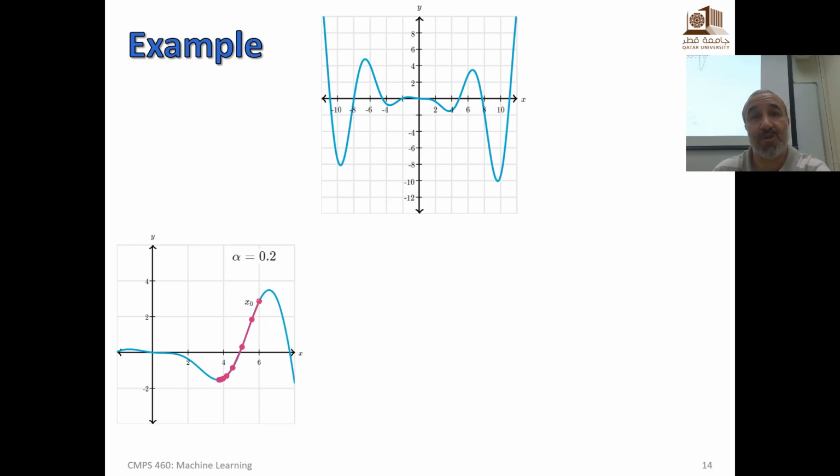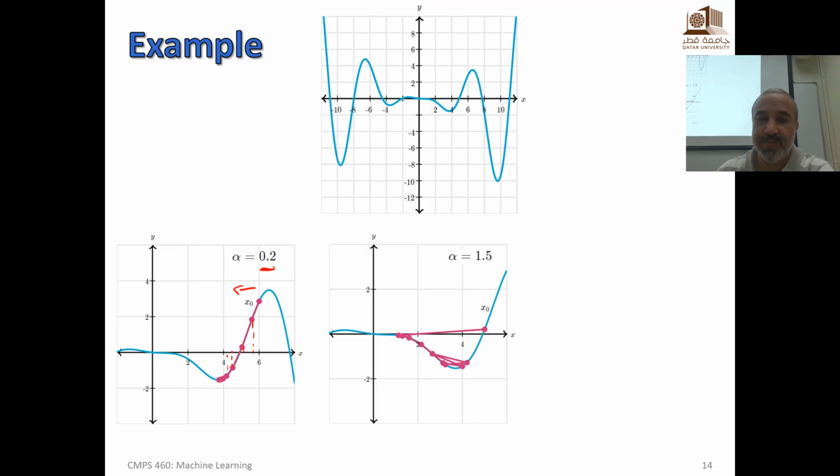You see the slope here is positive, right? The slope of the function is positive at 6, so we will decrease the value of the parameter and go to the left. And you will see here the steps. This is the first value, this is the second value of x, that's the third, and that's the fourth, fifth, and so on until we reach the minimum. But is this minimum global or local? Local. Here the step size was 0.2.